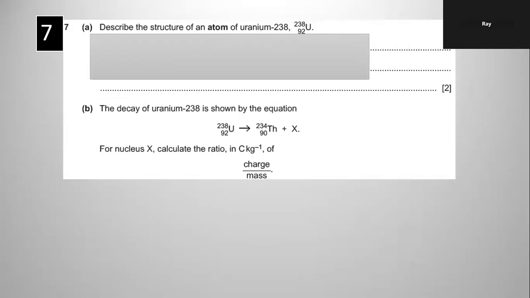Describe the structure of an atom of uranium-238, 92. How to describe? Is it an unstable nucleus? No. They give you the formula, so from the formula you can tell the number of protons and neutrons. 92 protons, 146 neutrons, and then 92 electrons? Since they say atom, but they don't consider that. They just want the nucleus.